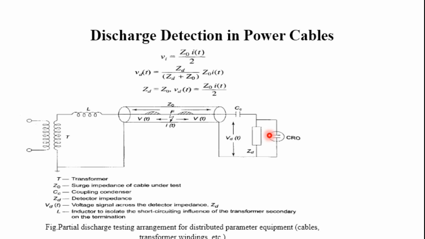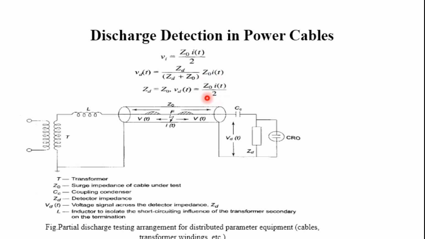By considering that the voltage wave is given by VI equal to the impedance into the current divided by 2, and that CC, the coupling condenser, is neglected in this comparison, and the detection impedance is ZD. The voltage signal across the detection impedance will become VD equal to ZD divided by ZT plus Z naught, into Z naught into IT. That's nothing but the voltage division formula. If we consider ZD equal to Z naught, what will happen at this point? VD is equal to Z naught into I of t divided by 2.